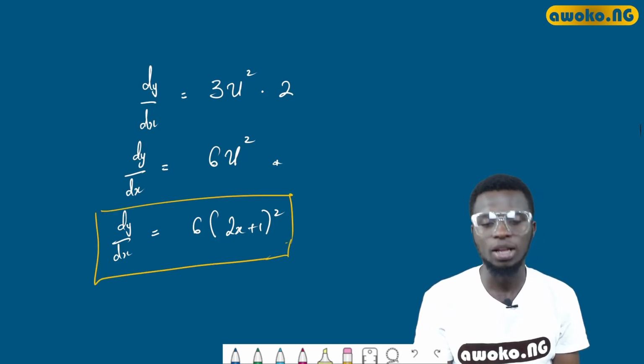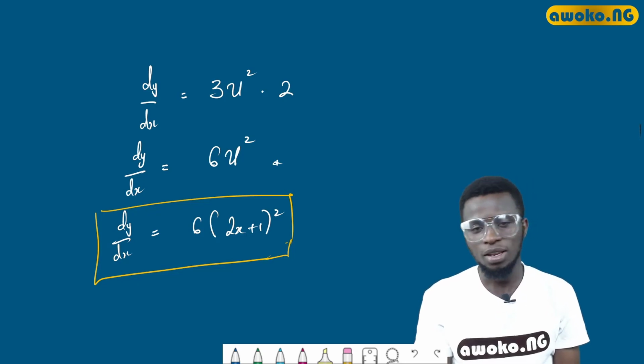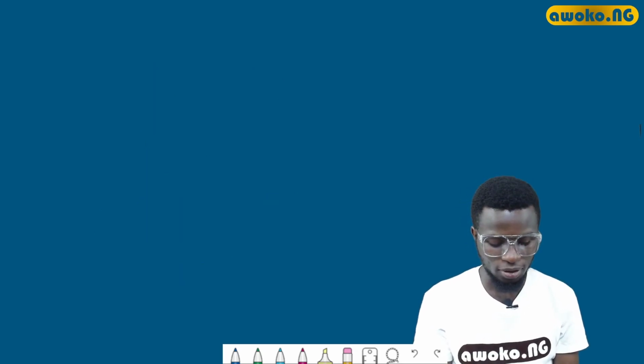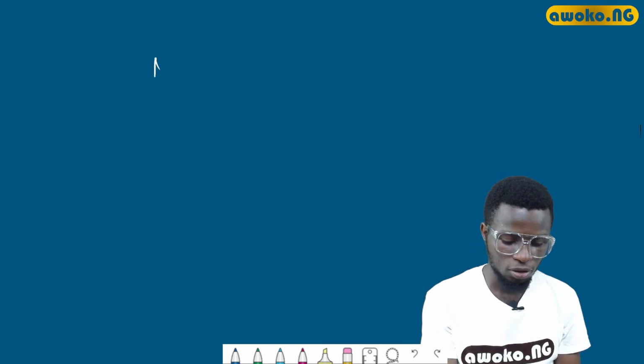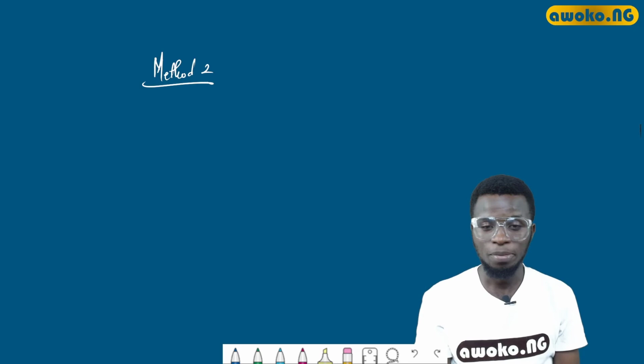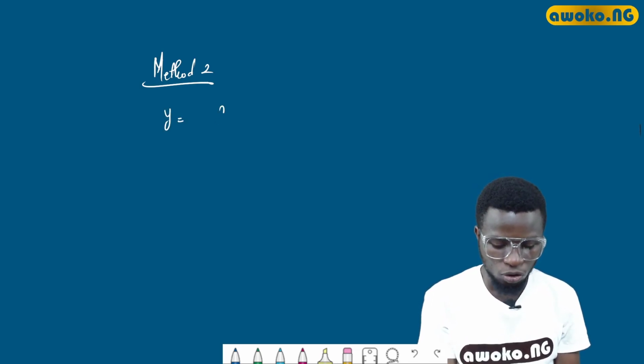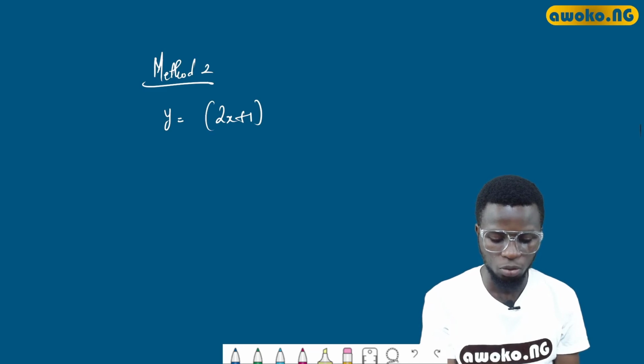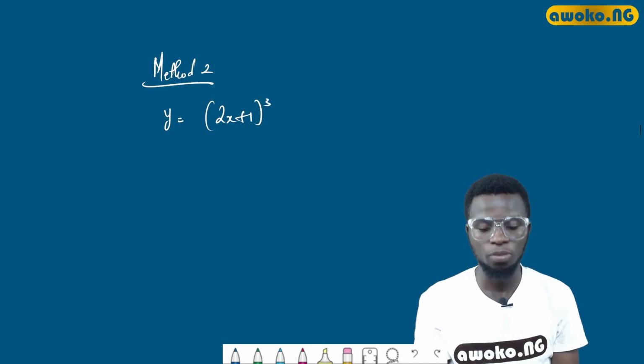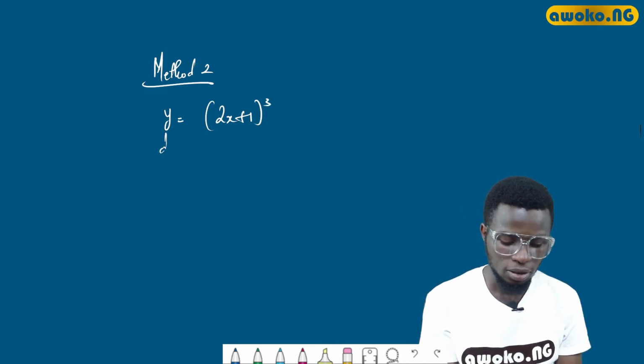Now, I promised that I am going to show you two methods to solve it. This is the first method. Let us go over to the second method. Method 2: we still have the same problem, y equals (2x plus 1) raised to the power of 3. This is our problem, and we are asked to find dy/dx.